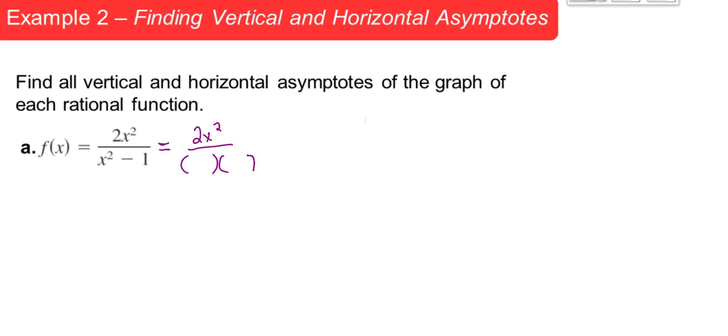X squared minus 1: to get x squared I need x and x. Minus 1 is minus 1 and plus 1. So I have this factored, and for vertical asymptotes, I'll color code this.